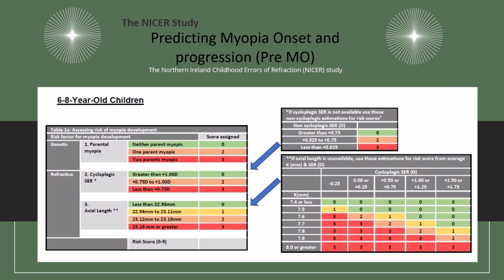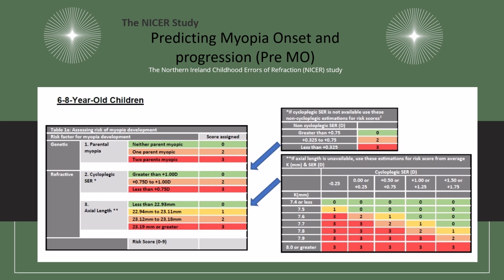In this, first of all, you have to find out the age of the patient. If it is between 6 to 8 years of age and there is parental myopia, the score assigned is 0 to 3. The next thing is, if the cycloplegic refraction spherical equivalent is greater than 1, there is a score of 0. Between 0.75 and 1, the score is 2, and less than plus 0.75 for the age of 6 to 8 years. And if axial length is more than 23.19 millimeters, the score is 3. Now, once you have this score, you will have an overall score.